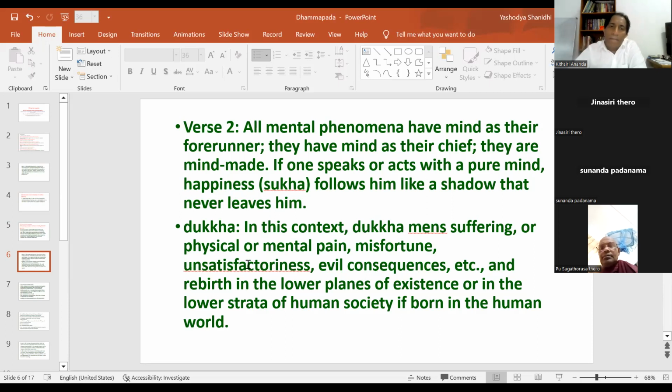The other one. Dukkha, in this context, dukkha means suffering, or physical or mental pain, misfortune, unsatisfactory, evil consequences. And rebirth occurs in the lower planes of existence.